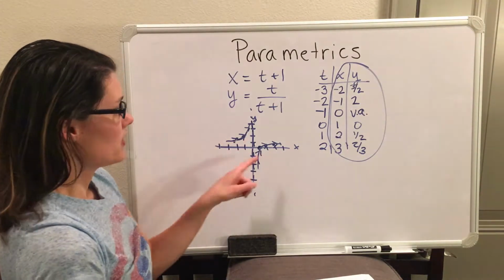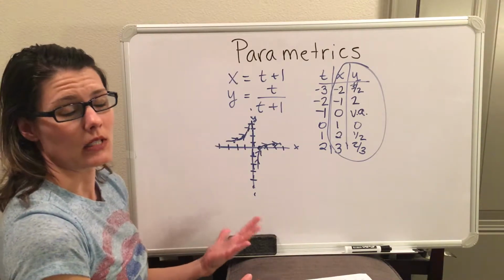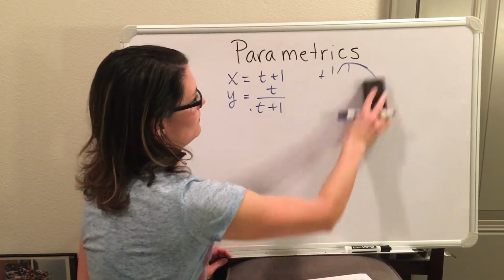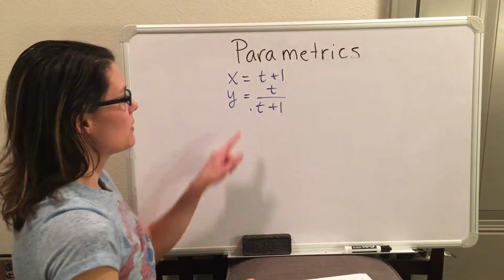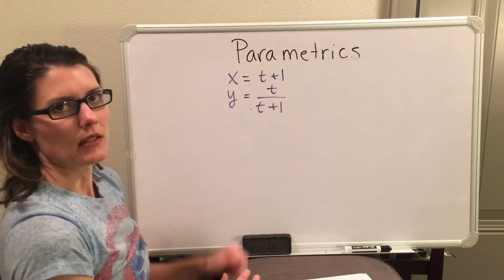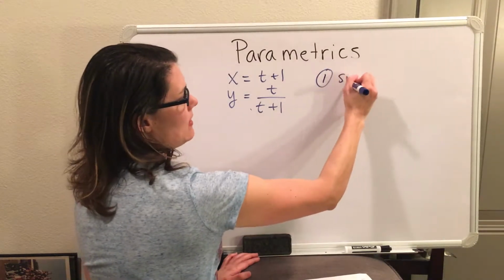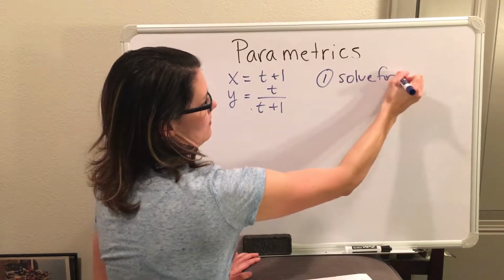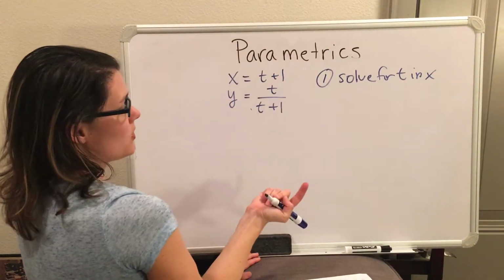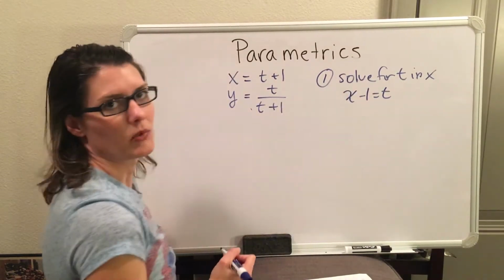To be able to get what this equation is in just terms of x and y, you can do what we call eliminate the parameter. Eliminating the parameter will get y in terms of x, and it will eliminate the t. There are two steps. Step 1 is to solve for t in the x equation. And so this one is not too hard. You just subtract the 1 over. And step 1 is done.